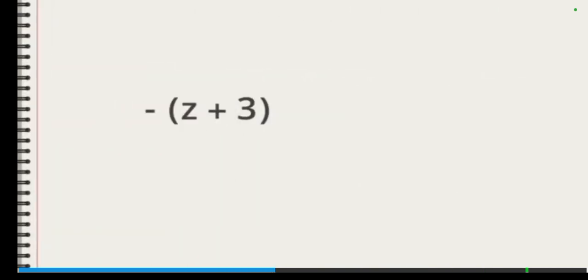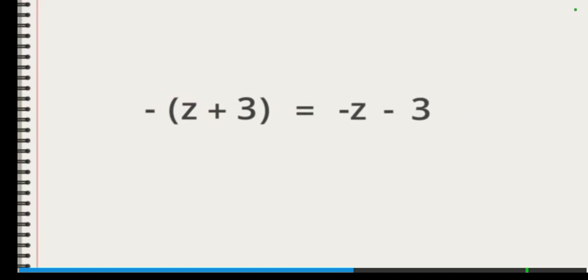Minus, parenthesis, z plus 3. What's this? Isn't there supposed to be a number in front of the parenthesis? Well, there is a number in front of the parentheses, but you can't see it. A single minus sign in front of a parenthesis you can read as minus 1, like this. That's easier, right? Minus 1 times z is minus z. Minus 1 times 3 is minus 3.